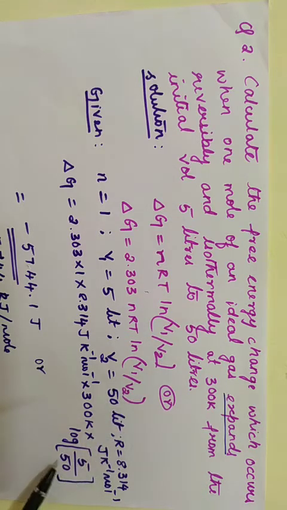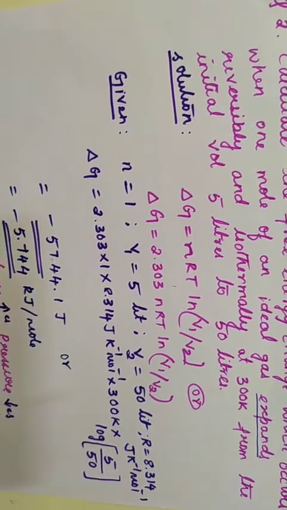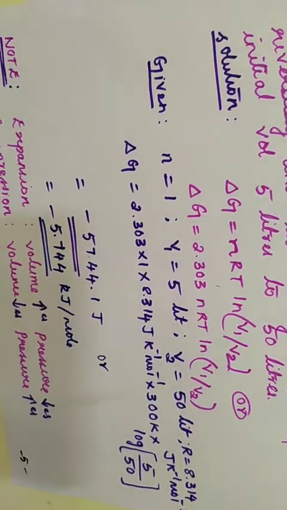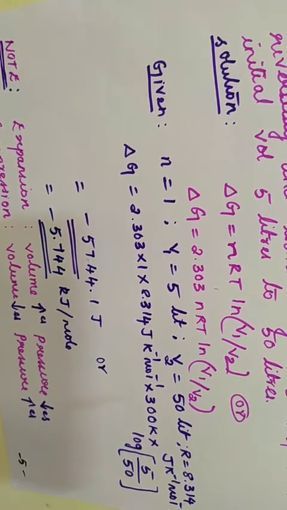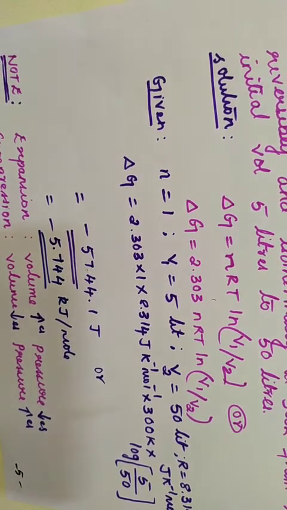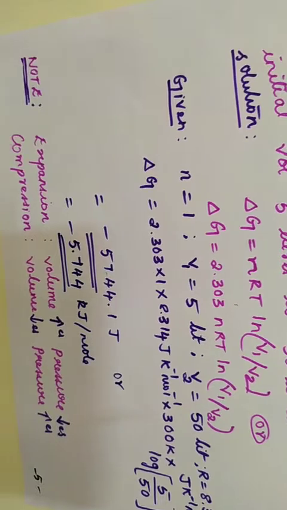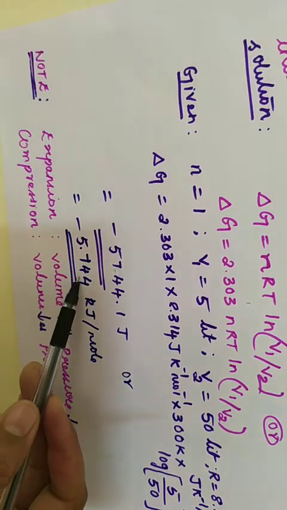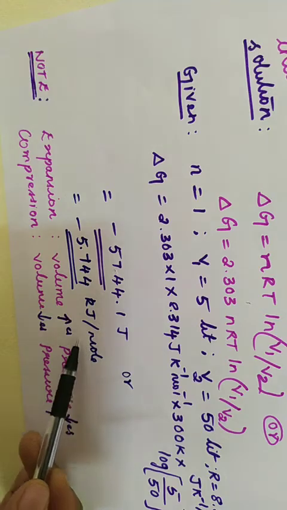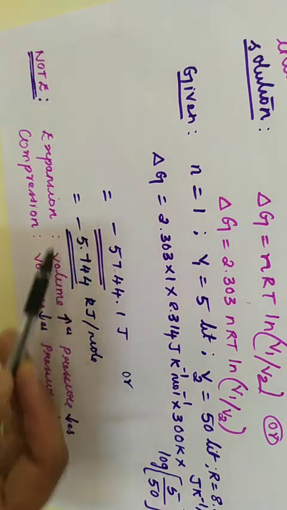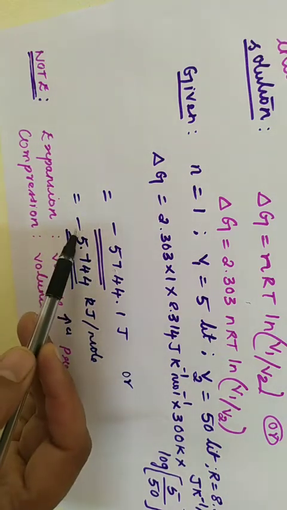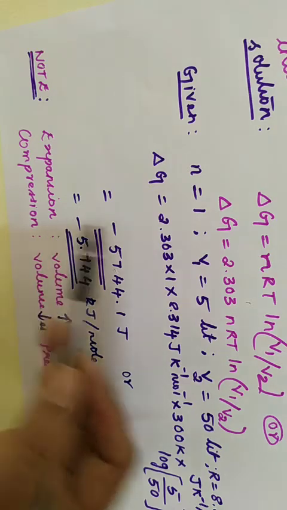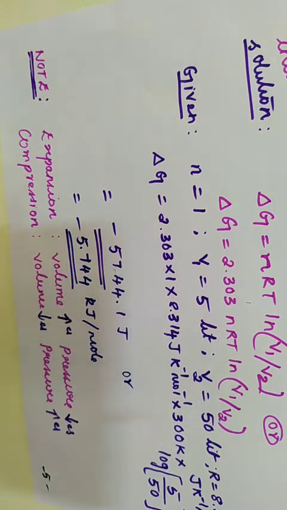is V1 by V2. If you solve it, then we have the final answer, that is minus 5744.1 joules, or minus 5.744 kilojoules per mole. If you convert it to kilojoules, then it is minus 5.744 kilojoules per mole. Remember, delta G is negative. Delta G should be negative here. So if delta G is negative, then our reaction is said to be spontaneous.